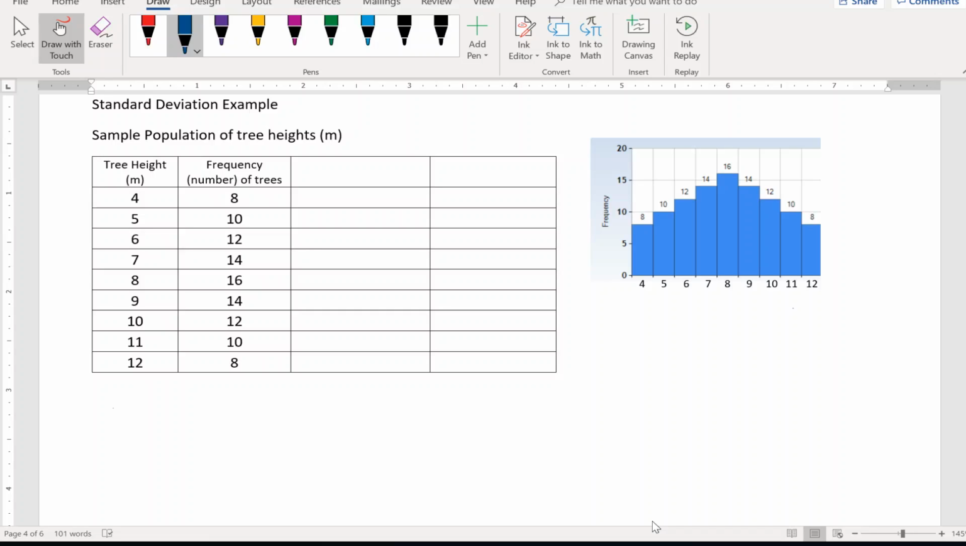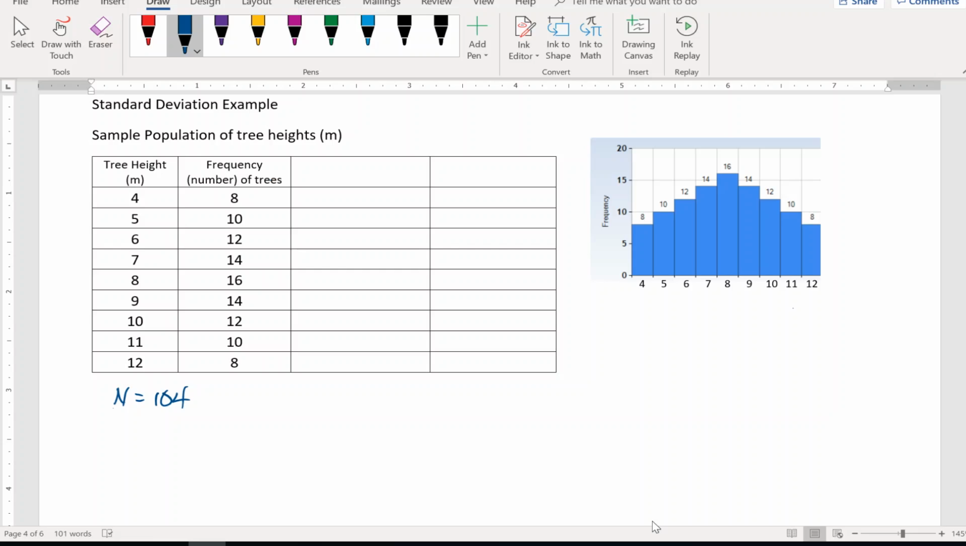Let's look at another example of standard deviation and what that means. So we've done a sample population here. In a certain area, we have sampled a number of trees and we've looked at their heights. And we found that there were 8 trees that were between 4 and 5 meters tall, 10 trees that were between 5 and 6 meters, 12 that were between 6 and 7 meters, and so on. So in total here, we sampled 104 trees. These were the frequency or the number of trees here, and this is their height.